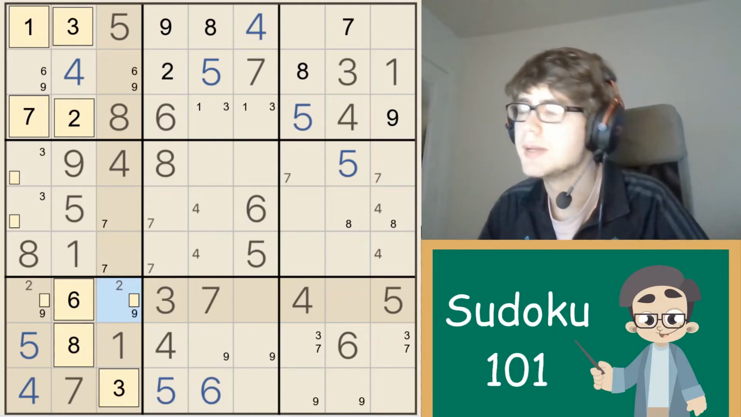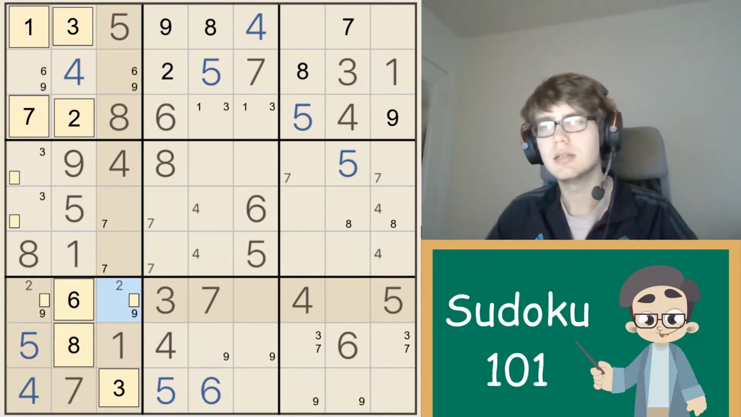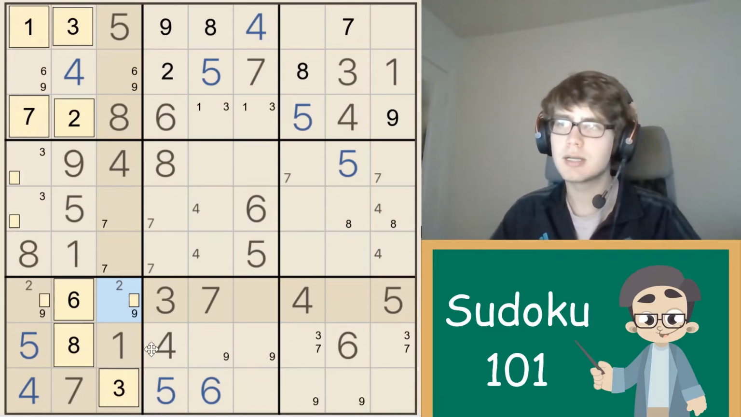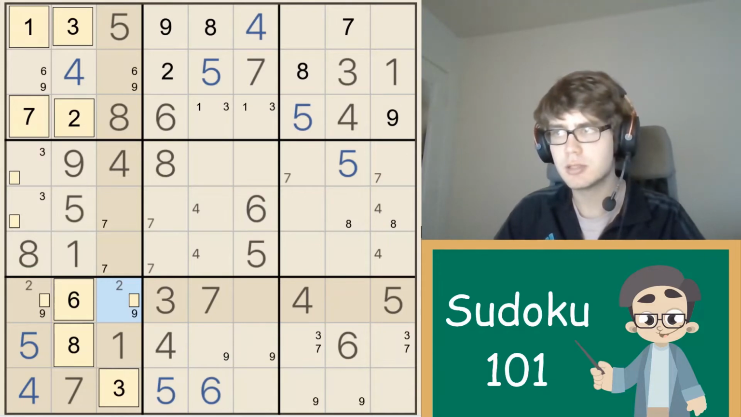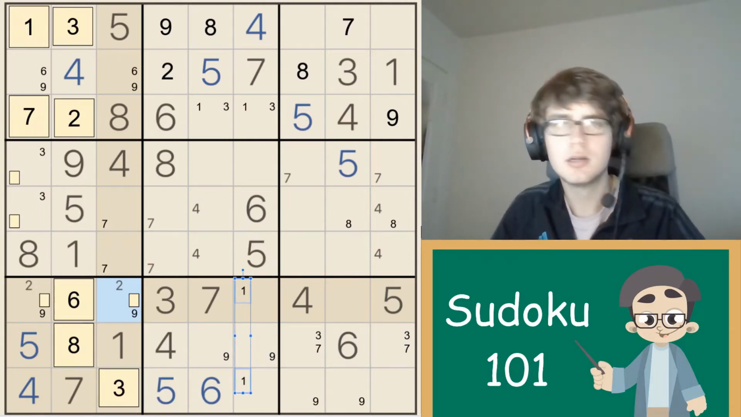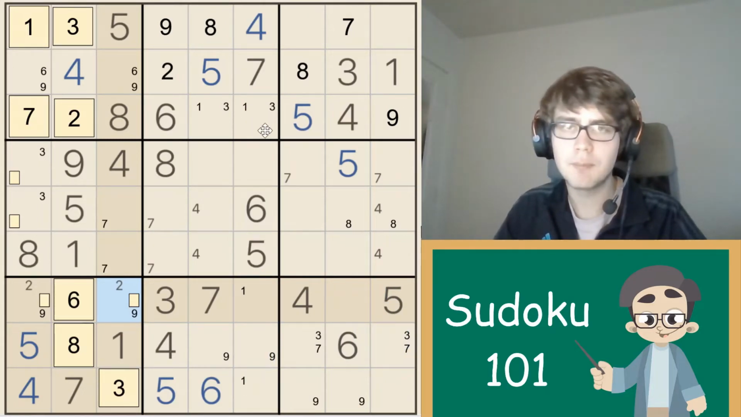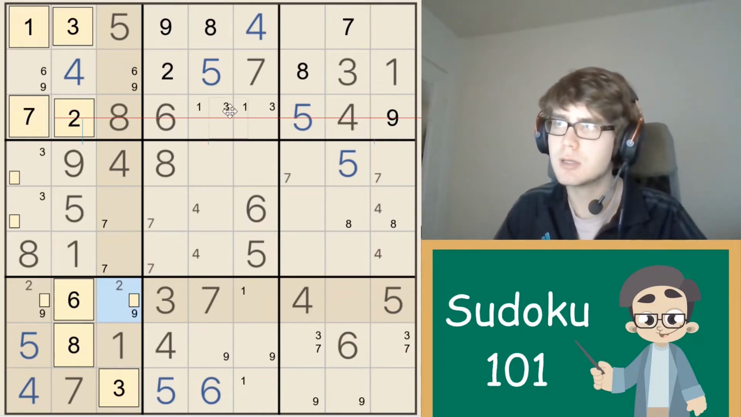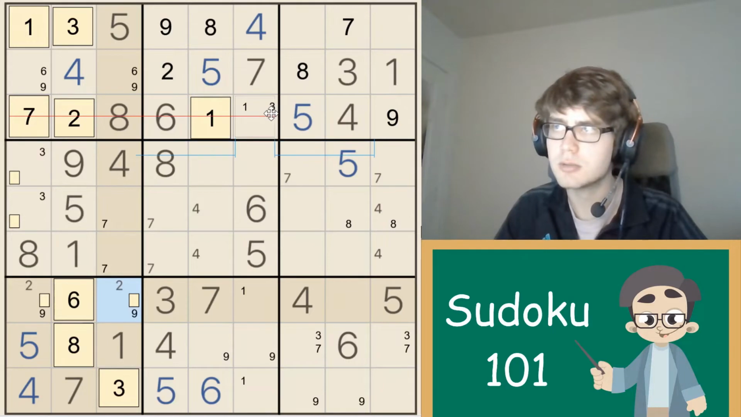Alright, up next we can see that the 1 right here is blocking off these 2 squares from having a 1, so those 2 have to have their 1s either be here or here, and effectively that means the 1 cannot be up here, so 1 has to be over here, and that means 3 has to be over here.